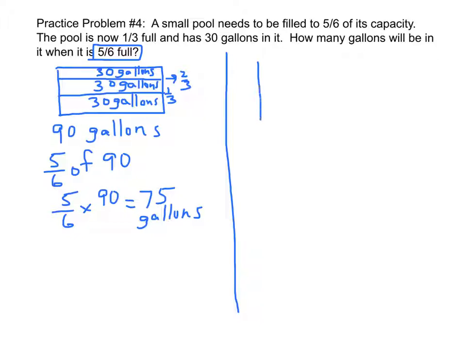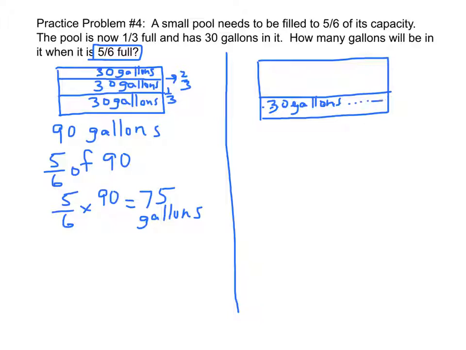Another way of doing this particular problem, I'm going to draw once again my picture. Maybe I'll draw it a little bit better this time than I did last time. And this is 1/3 of the way full, and it is 30 gallons. You could look at this and say, if it's 30 gallons, 1/3 of the way full, well, what is half of that? Well, half of 1/3 is 1/6. So 1/6 of the way would be half of that 30 gallons, which is 15 gallons. So 15 gallons is 1/6 of the way filled.